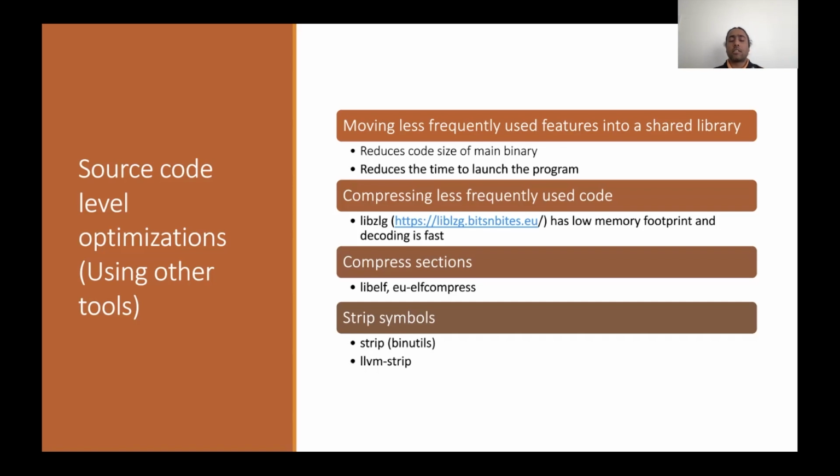In certain applications, it is common to ship the debugging code as well. So you want to compress those debug sections using popular tools like libelf or elfcompress. Similarly, we can strip the symbols out of the final binary. Symbols are not really needed to execute the binary. So popular tools like strip from binutils or llvm-strip can be used there.